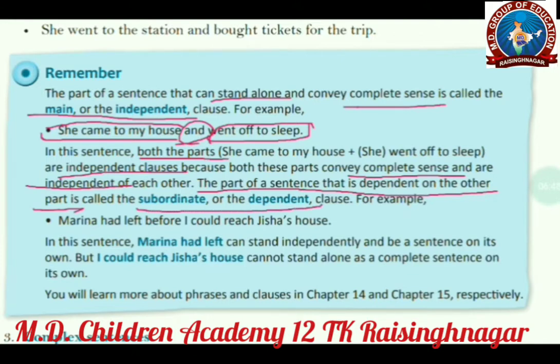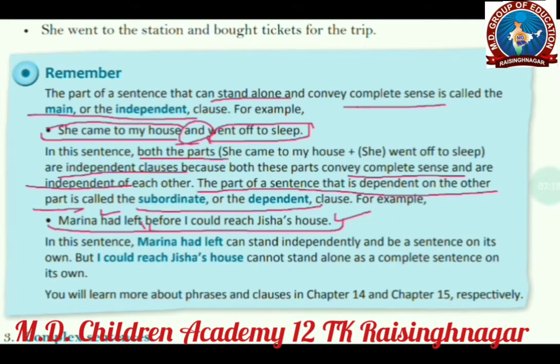That is in complex sentences that we are going to discuss right now, that there would be an independent clause and one dependent clause. Like in this example, Marina had left, this is one clause, and before I could reach Jisha's house, this is another clause. So the first clause is independent and the other clause is dependent on the first one.